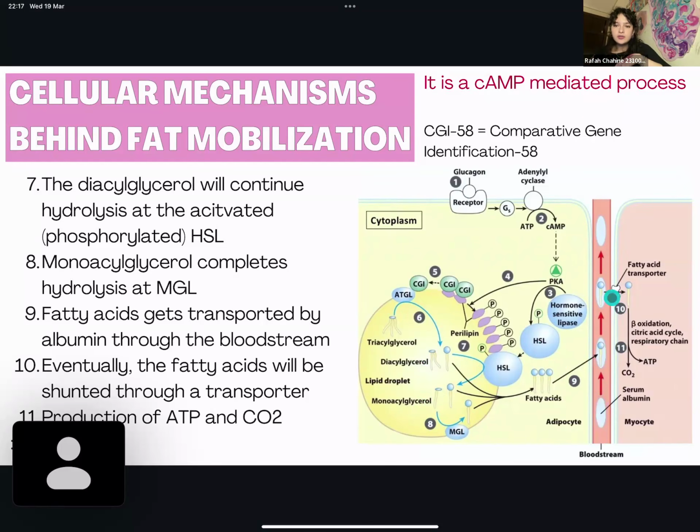And then in step number 10, it's going to go through a fatty acid transporter. And in step number 11, it will yield CO2 and ATP after the whole process of beta oxidation, citric acid cycle, and the respiratory chain, and so on. So that's it. And this entire thing is a cyclic AMP mediated process. Obviously, we know that because it was all thanks to cyclic AMP activating protein kinase A. Is it clear, or do I need to repeat anything at all?